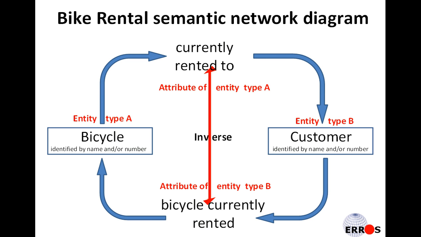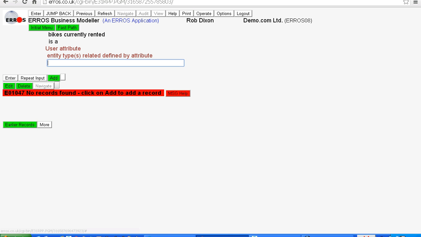Let us look at an ERROS semantic network diagram. This shows the structure of the relationship that you need to create. When operating the application, you will want to select a customer and then select Bikes Currently Rented and relate it to a bicycle. If, having recorded a bike rental, you then looked up a bicycle, you would expect to find the names of people who are renting it under the attribute Currently Rented To, and this is the inverse of Bikes Currently Rented. Select Entity Types Related.